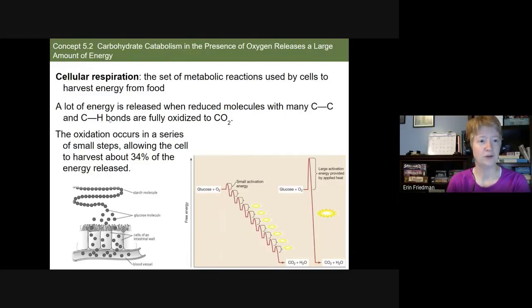Okay, so we've got macromolecules that have a lot of these carbon-carbon bonds and carbon-hydrogen bonds. And through the process of cellular respiration, we're going to oxidize those bonds. And ultimately, we're going to be left with carbon dioxide.